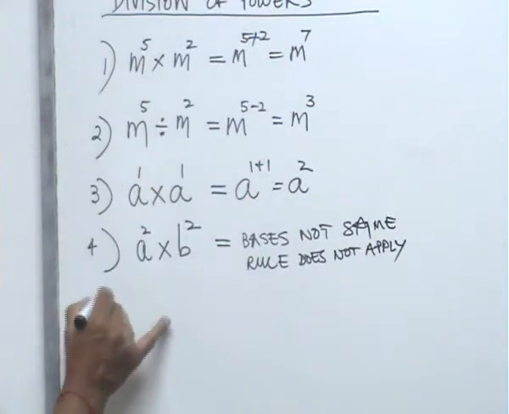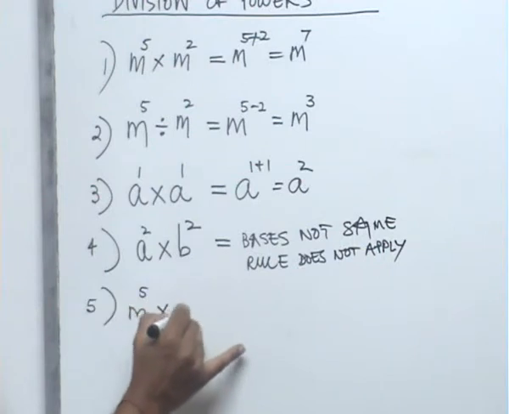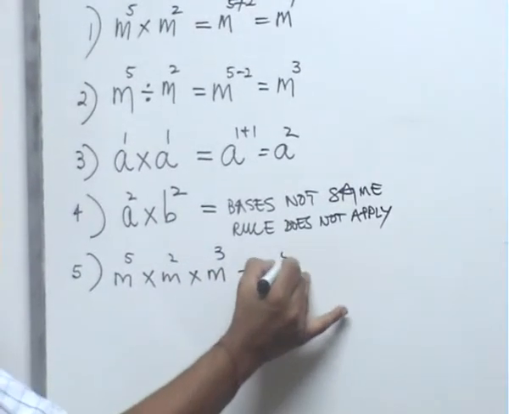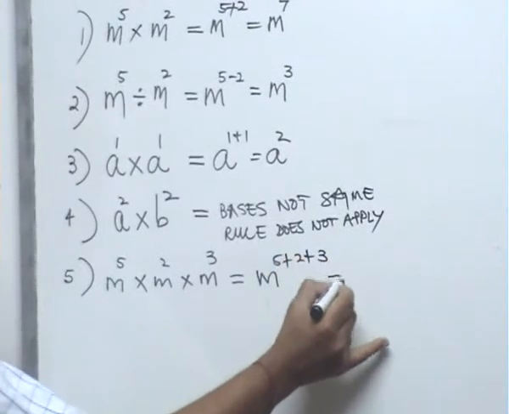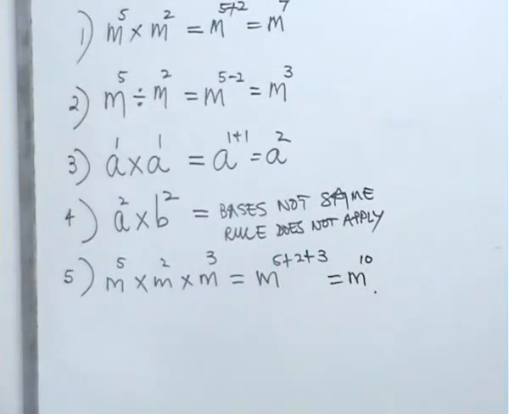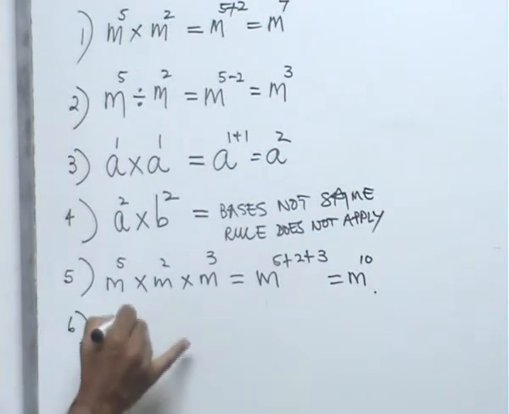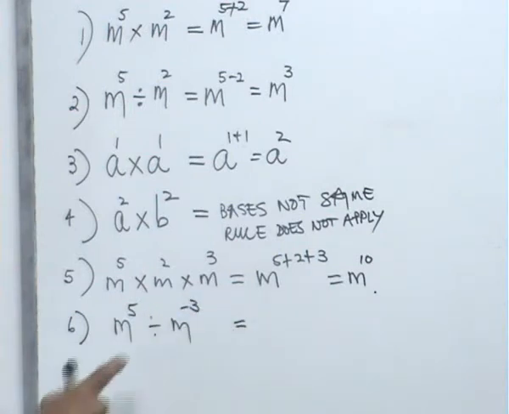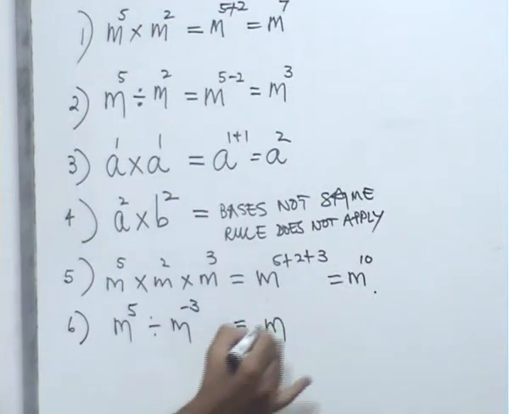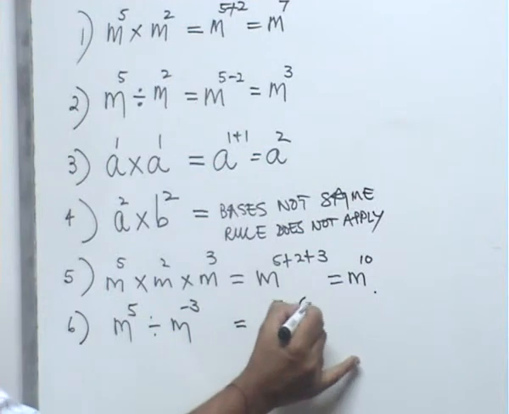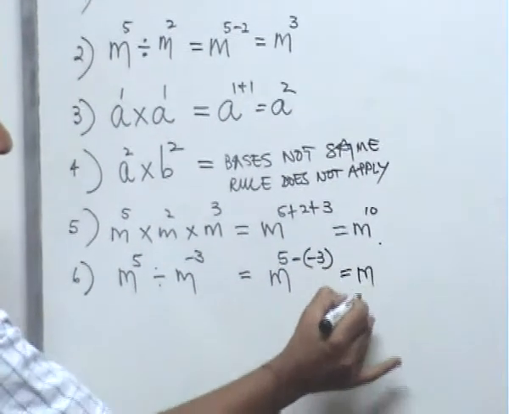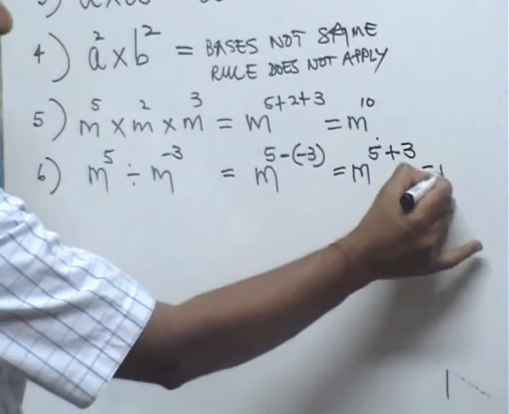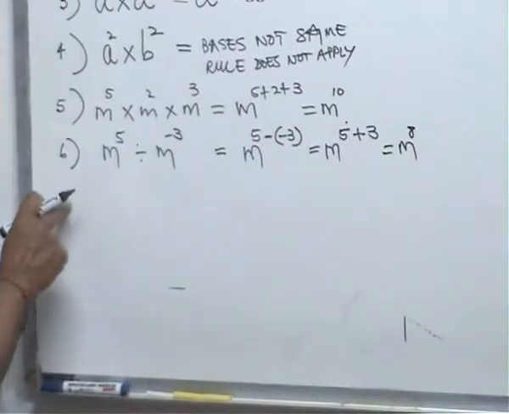Now, let's suppose you have more than 2 bases. m to the 5 times m squared times m cubed. Well, you're just going to add all. So you get m to the 5 plus 2 plus 3, and that's m to the 10. Number 6, m to the 5 divided by m to the minus 3. So, you'll see division, write down the common base once, then 5 minus 3, which is m, there's your 5. Now minus times minus gives you plus, so it's m to the 8. We will stop here for a while.